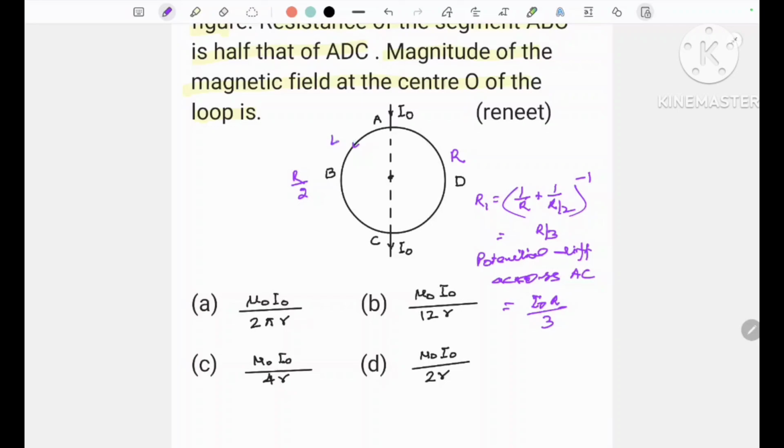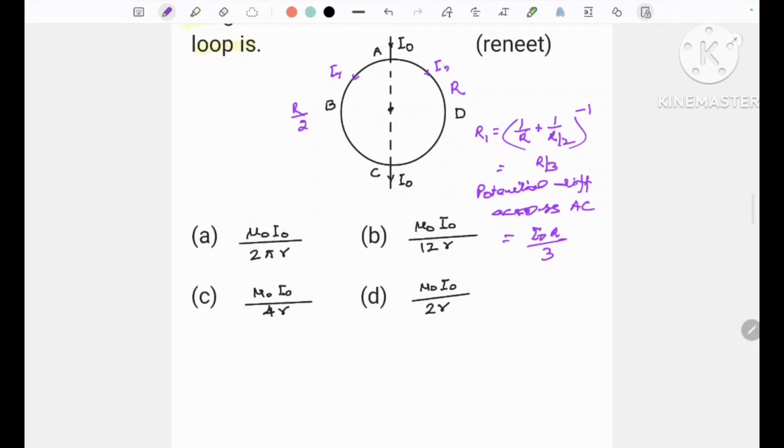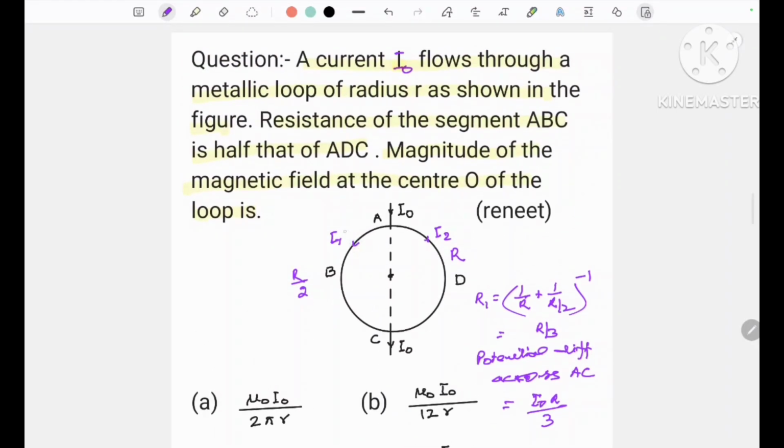Suppose in this portion the current is I1 and this is current I2. So I1 will be the potential difference divided by R by 2, that is 2I by 3, and similarly I2 will be I by 3. This is 2I by 3 and this is I by 3.